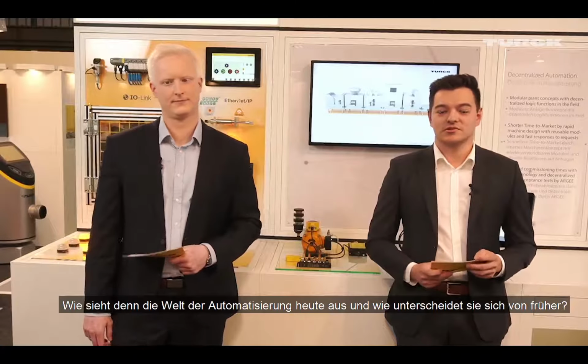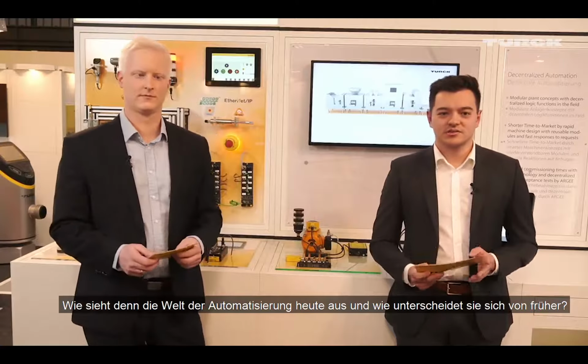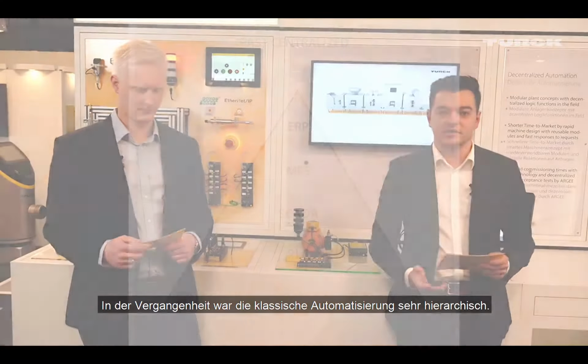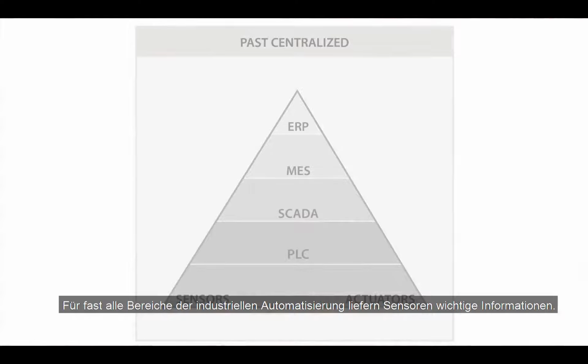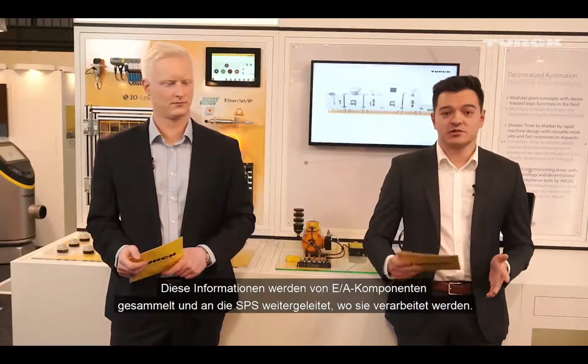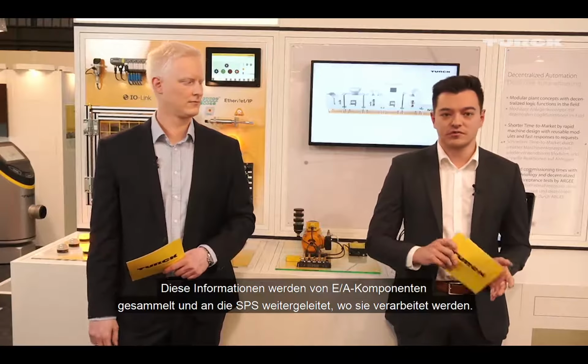So what does the world of automation look like today and how is it different to the past? In the past, classic automation was very hierarchical. Sensors provide important information for almost all areas of industrial automation. This can be positions, temperatures, vibrations, pressures, flow rates, etc. Those information are collected by I/O components and then routed to the PLC where they are processed.